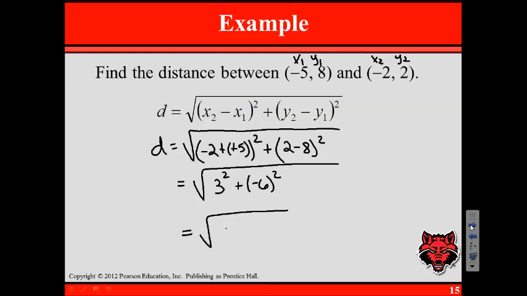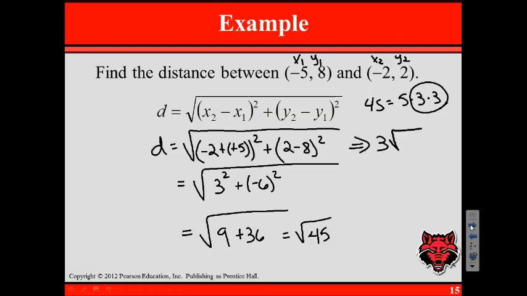That gives us the square root of 9 plus 36. And 9 plus 36 is 45. So we have the square root of 45, but we're not finished because we need to try to simplify the square root. So we take the prime factorization of 45. 45 is 5 times 9, which is 3 times 3. Because it's a square root, we want two identical factors to form a group. We bring the 3's to the outside, and the 5 has to stay underneath because it could not form a group.